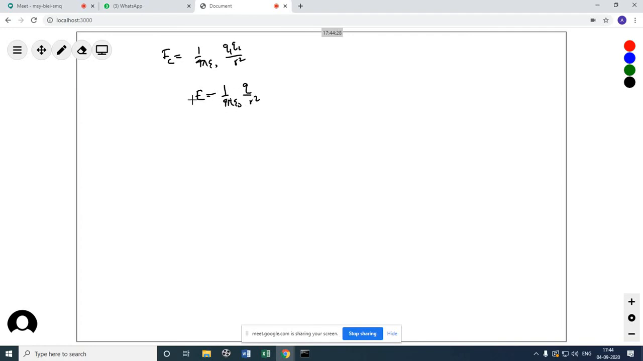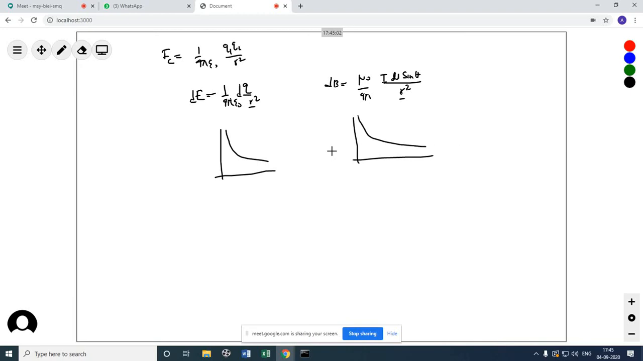Isn't this the electric field? Yes, sir. This is the electric field. Or you can write in small as dE by dQ and so on. And here, what is Biot-Savart's law? Mu naught by 4 pi into I into dl sine theta by r square. So you can see both are inverse square laws, no doubt. Here the electric field falls like this, and here also as you go, the magnetic field falls like this, because both of them are inverse square laws.